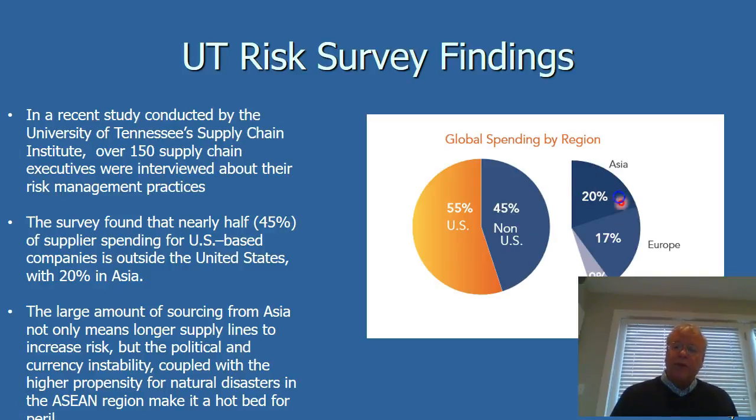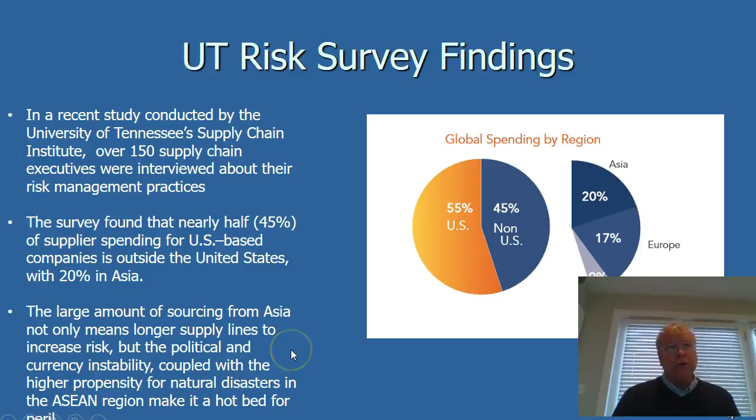And of this 25%, they found that 20% was in Asia. And the issue with Asia is the volatility of what's happening. One, it's a longer supply chain, right? So anytime you have more handoffs in the process, you increase your risk. There's going to be some kind of an issue with it.